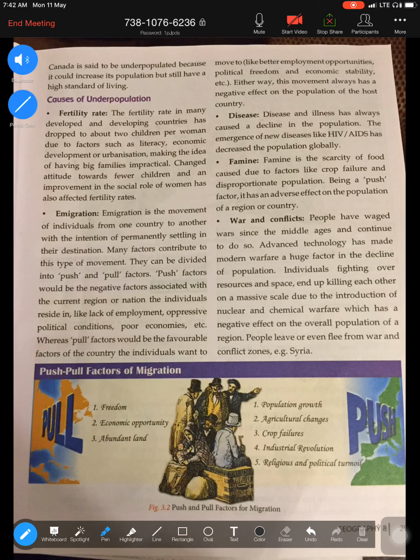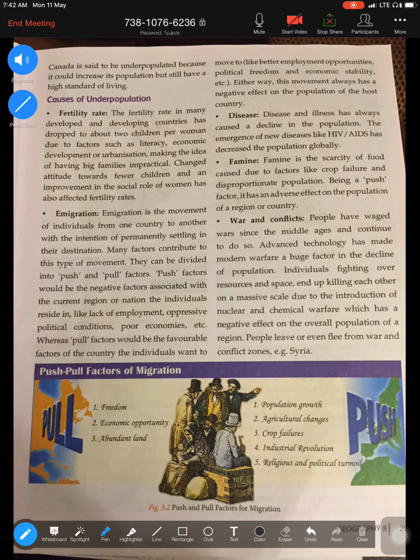The fourth is famine, scarcity of food. A situation of scarcity of food can arise because of failure of crops, or the population increasing rapidly, so the balance between production of food and population does not match. This can lead to famine and a lot of people being affected, deaths taking place, and definitely leading to a reduction of population.